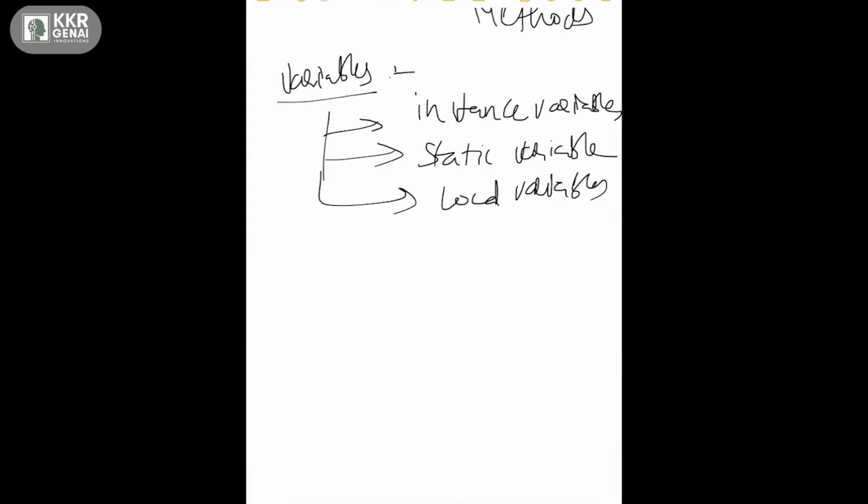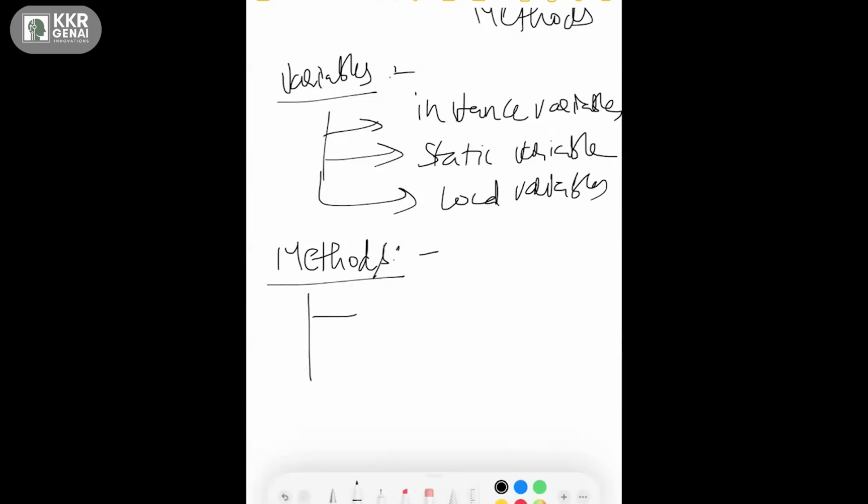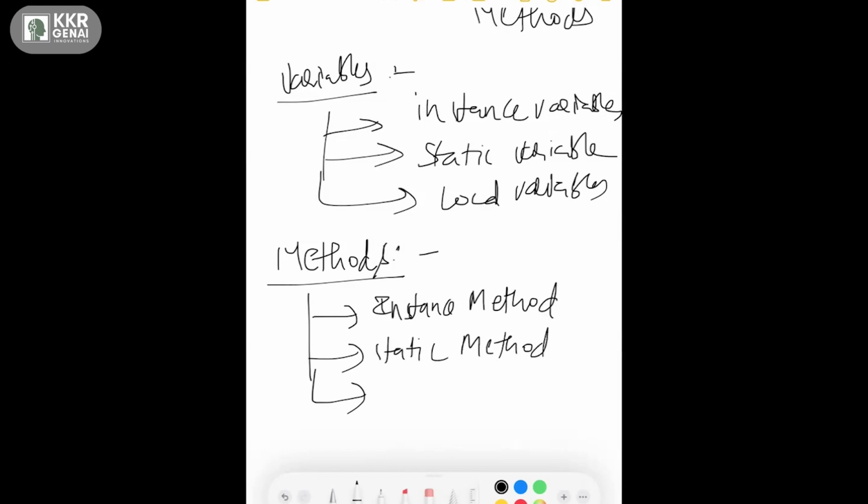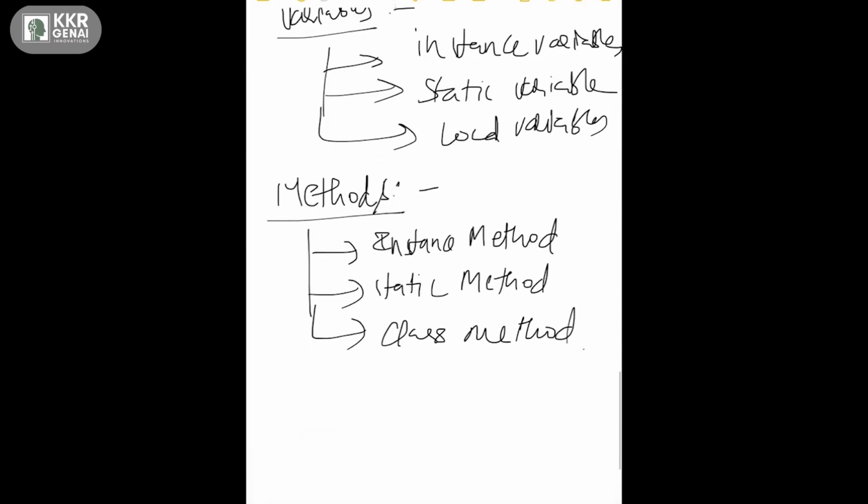And if I talk about methods, there are three types of methods actually. One is the instance method, one is the static method, and the third one is the class method. So let's talk about all this stuff.